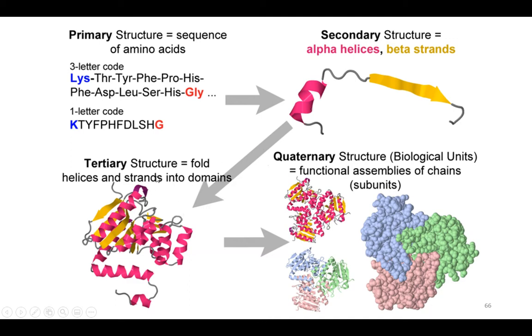Next, you have tertiary structures. So, it can fold helices and strands into domains. While a collection of tertiary structures are the quaternary structure, which are the biological units, equivalent to the functional assemblies of chains and subunits. So, they come together.